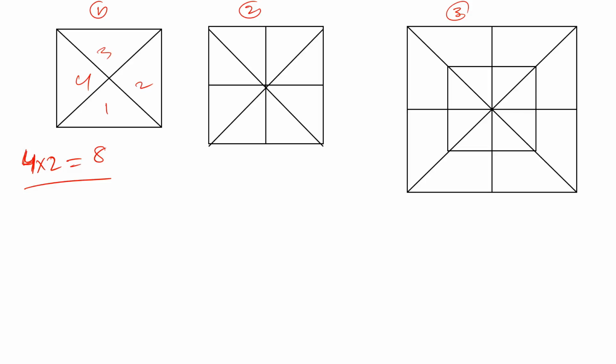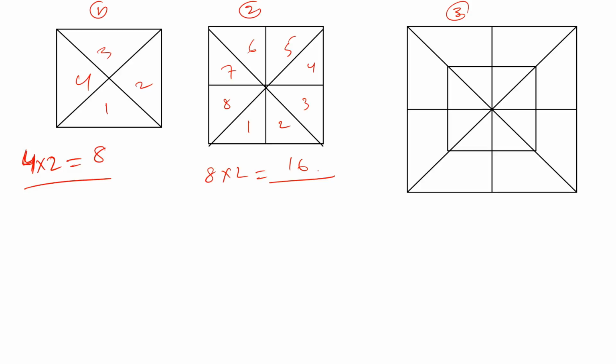So in figure number 2, let's see, we will count 1, 2, 3, 4, 5, 6, 7, 8. So there are 8. So 8 multiplied by 2 equals 16. So the total number of triangles in figure number 2 is 16.